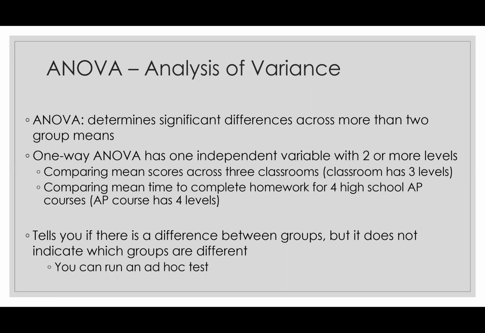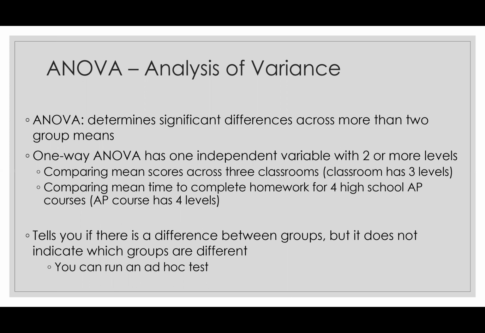I have a couple examples here. We want to compare mean scores across 3 classrooms. So it's the classroom that has more than 2 levels, right? There are 3 classrooms, that's 3 levels. We want to compare the average time it takes to complete homework across 4 different high school AP courses, right? So we have 4 AP subjects that gives us the 4 levels, and we compare the average homework time across 4 different groups. So we're doing multiple comparisons there. The ANOVA tells you if there is a difference between groups, but it does not indicate which groups are actually different.